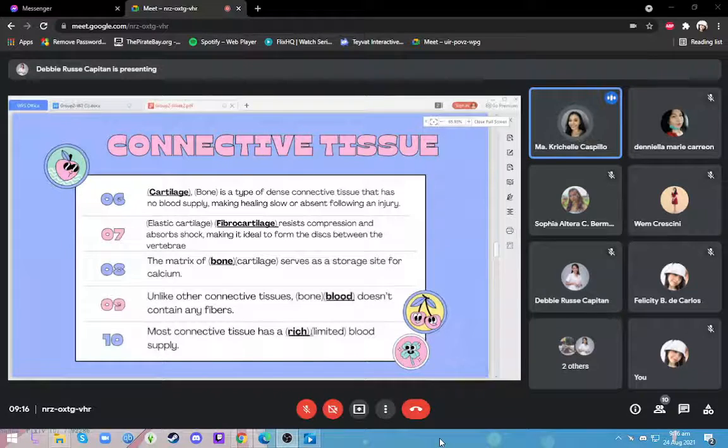Number 6, a type of dense connective tissue that has no blood supply, making healing slow or absent following an injury: cartilage. Resists compression and absorbs shock, making it ideal to form the disc between the vertebrae: fibrocartilage. The matrix of this tissue serves as a storage site for calcium: bone. Unlike other connective tissues, this one doesn't contain any fibers: blood. Most connective tissues have a rich blood supply.